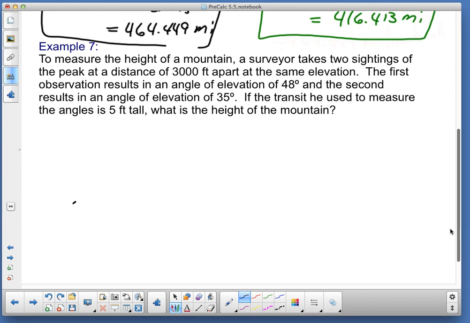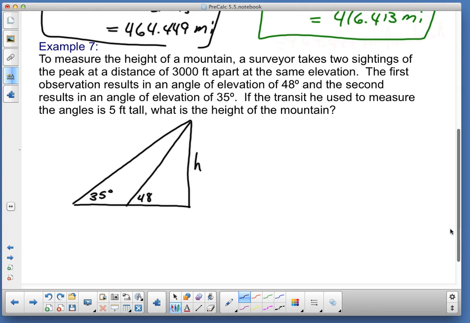And generally, it's this. I've got a mountain there, and they're on the same elevation, and I've got 48, and I've got this height, and I've got 35 degrees, and I've got that this is 3,000, the distance from these two points. This is a right angle, and I want to find that height.